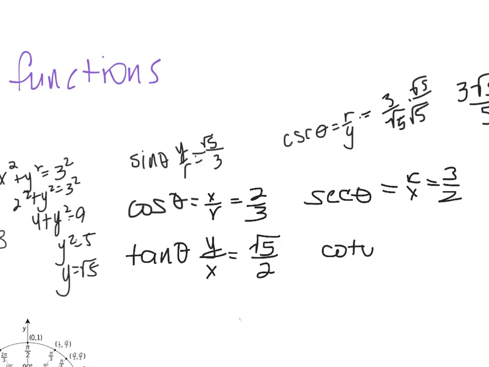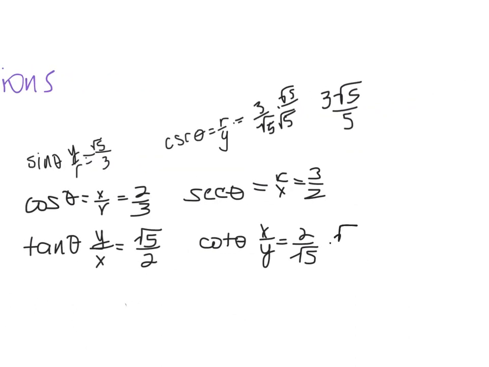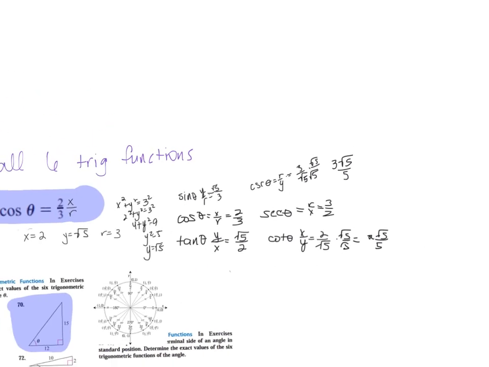My cotangent is going to be X over Y. It's going to be 2 over square root of 5. 2 over root 5. Can't have that. Got to rationalize. So it's 2 root 5 over 5.